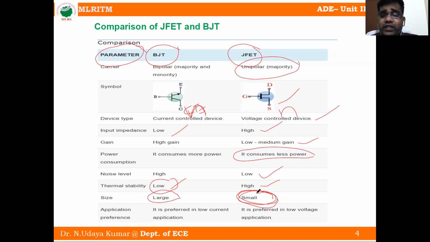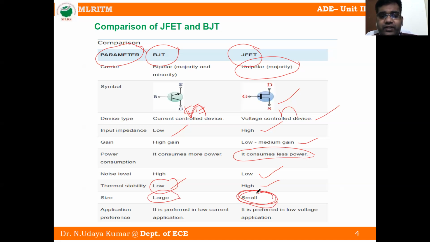So many FETs are integrated into your chip. Here, with BJT, size is more, so we cannot accommodate a large number of transistors in a motherboard. With FET being small, we can accommodate more FETs because they take very little space. So we can integrate thousands of transistors in a motherboard. That is the main advantage of JFET.